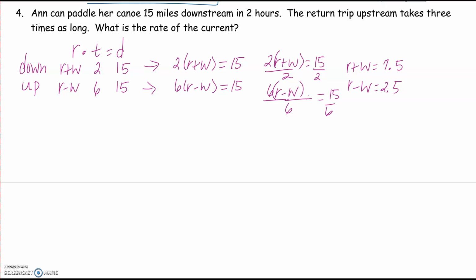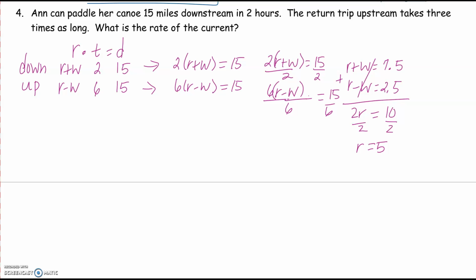Okay, what do we want to get rid of? It's up to you. I'm going to get rid of W, so I'm going to add. I'm going to get R plus R is 2R. W plus negative W is gone. Equals 10. Divide by 2. R equals 5.